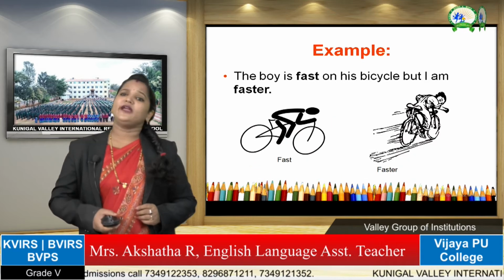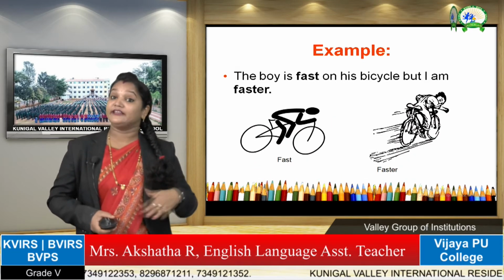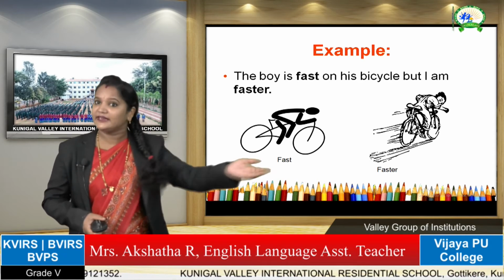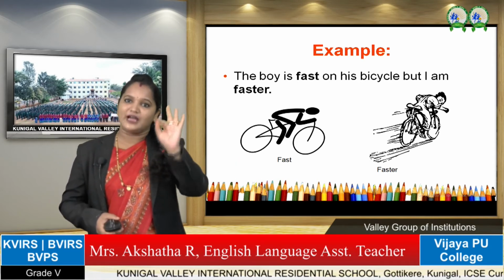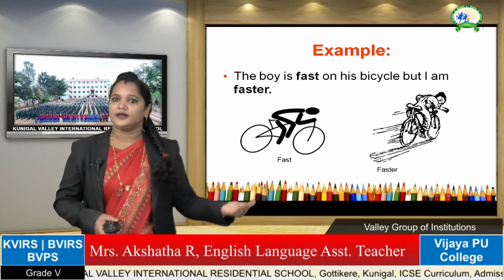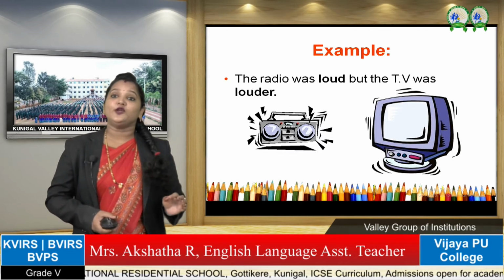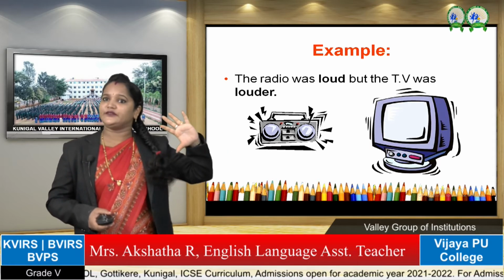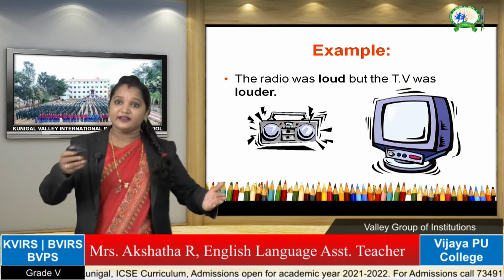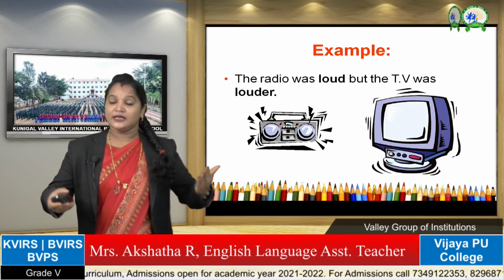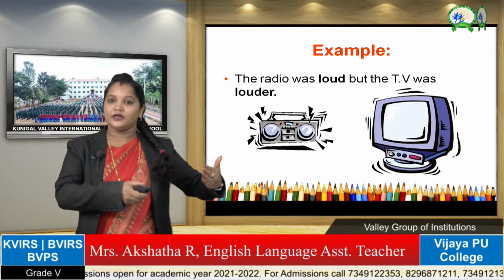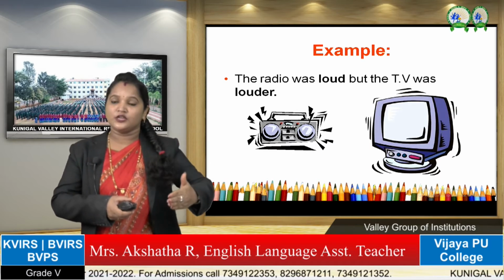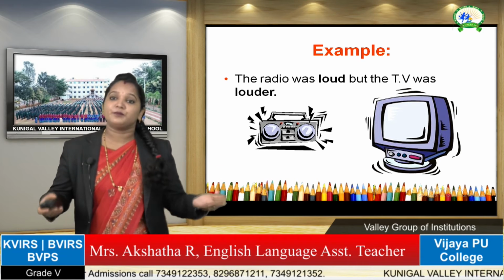In some cases, the boy is fast on his bicycle, but I am faster. He is fast, but I am faster, comparing, faster than him. You can see that for the adjective fast, we have added ER. It became comparative degree. The radio was loud, but the TV was louder. There in the positive degree, there was only the radio. Now we have added the TV also. We are comparing these two things. It was loud, a positive degree. When it comes to comparative degree, we have to add ER to loud, so it becomes louder. Louder is a comparative degree.